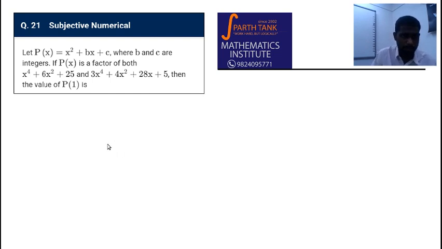The first one: let p of x be equal to x squared plus bx plus c, where b and c are integers, both are integers. p of x is a factor of both this and this. Then the value of p of 1 is... they said that p of x is a factor of, let us call this f of x and let us call this g of x.